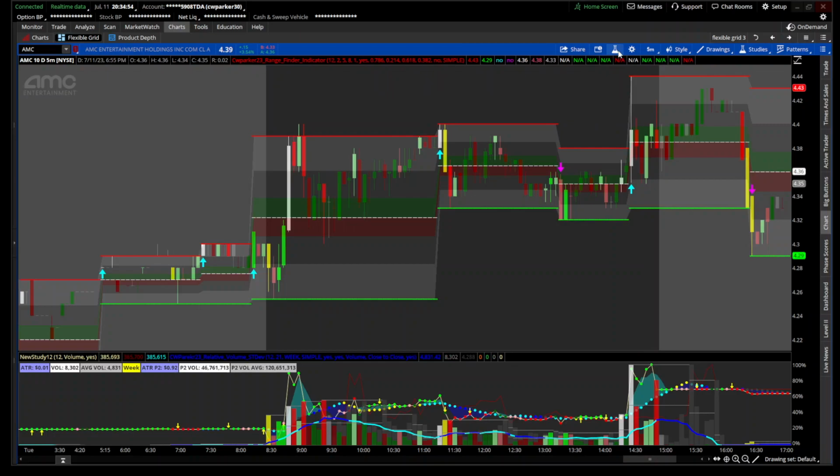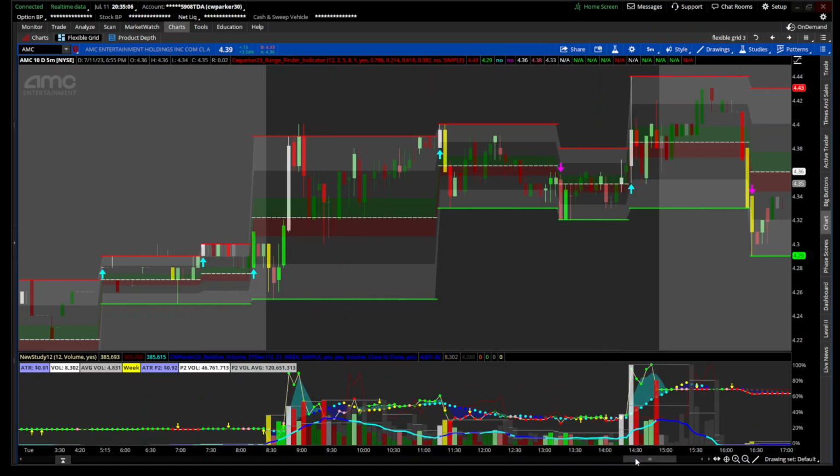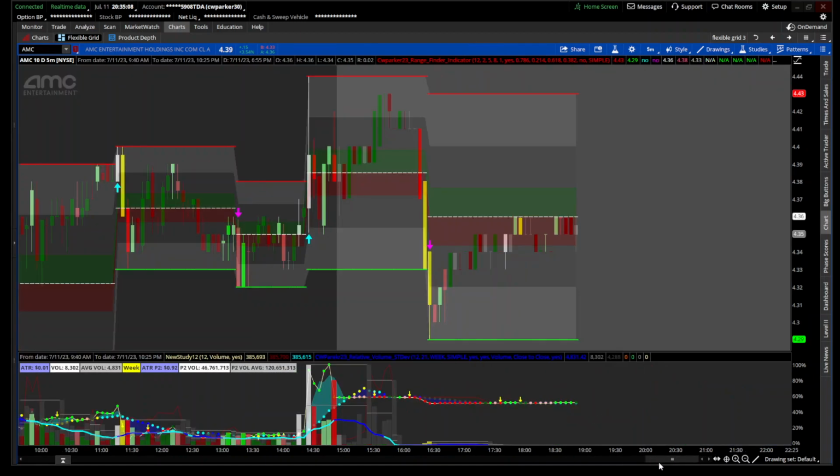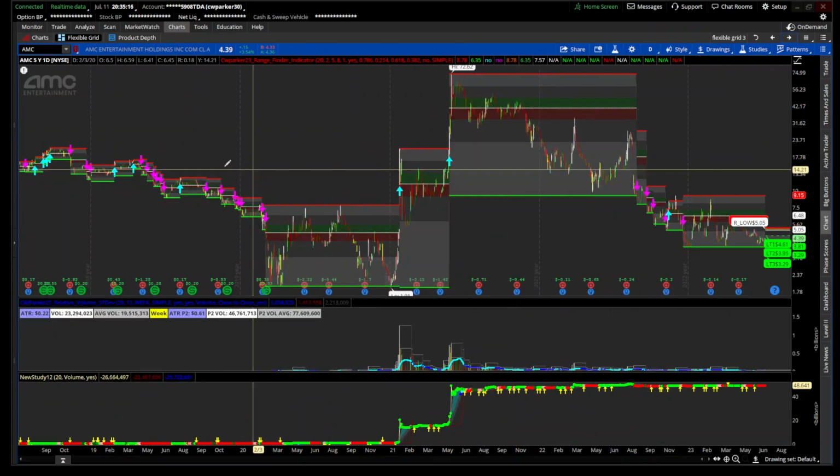What I added into this indicator was a targeting system and fibs. You can hide the cloud and the ATR. This average is really just for ATR. There's a reason why I'm looking at AMC. I just wanted to give you an idea of the indicator, but I wanted to show you this.